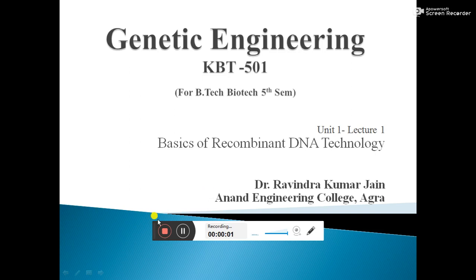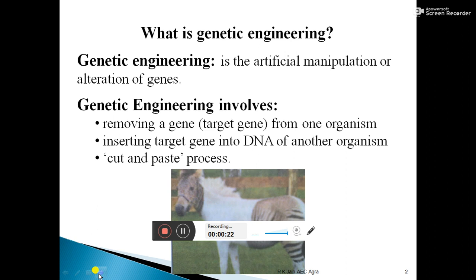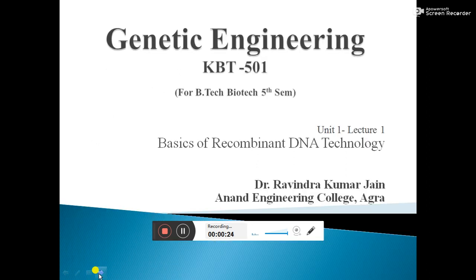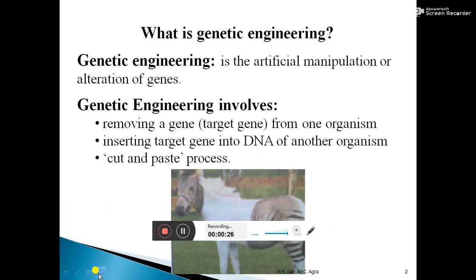Good morning, students. Today we are going to start the first topic of the first unit of a genetic engineering course. The code for this paper is KBT 501. You can download the syllabus from the AKTU website or I will provide you the syllabus. The first topic is the basics of genetic engineering, or you can say recombinant DNA technology.